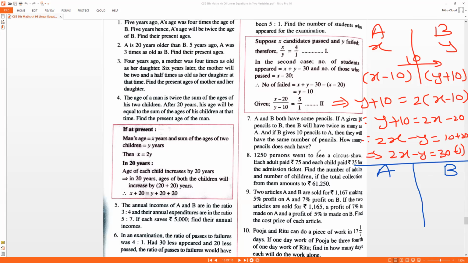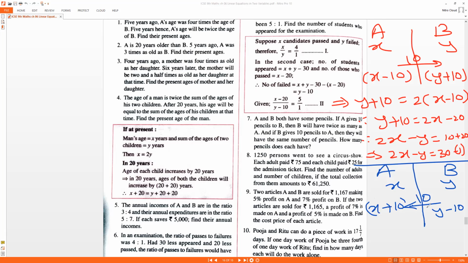How many pencils does each have now? How will you construct the equation? Both had X and Y. And if B gives 10 pencils to A, how many will B have now? B will have Y minus 10. And how much will A have? X plus 10.